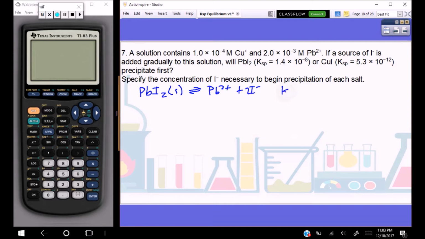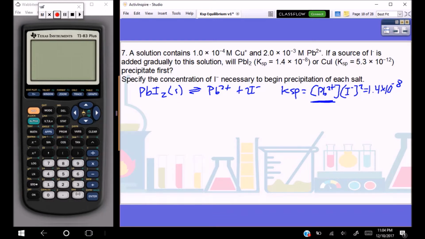All right, and we know that our KSP expression will lead to I minus squared, and that's equal to 1.4 times 10 to the negative 8th. Okay, and then we're also going to do a separate one in a few minutes with the copper iodide. So let's plug them in. We know what our lead concentration is already, which is nice, and we just need to solve for the I minus concentration.